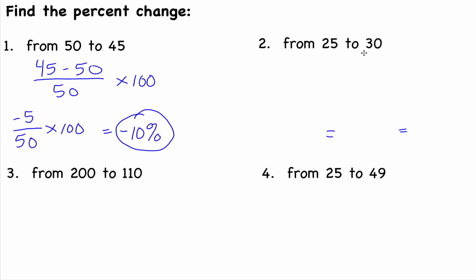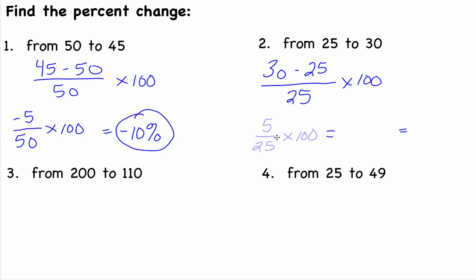Number 2, from 25 to 30. 25 is our original, so that's what we're going to be dividing by. 30 is our final, so we're going to go 30 minus 25 divided by 25 times 100. 30 minus 25 is 5, and 5 over 25 times 100. 5 over 25 is the same as 1 over 5 times 100, and that gives us 20%, and that is an increase. It went up.